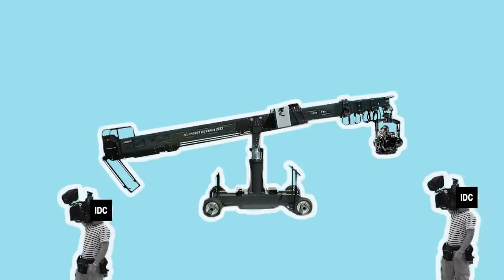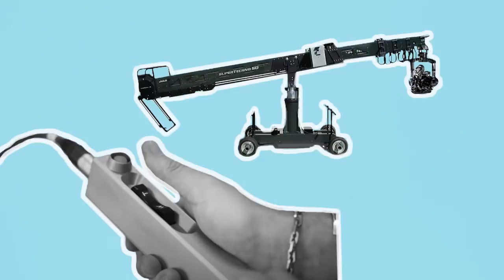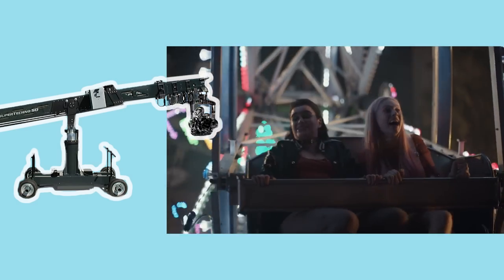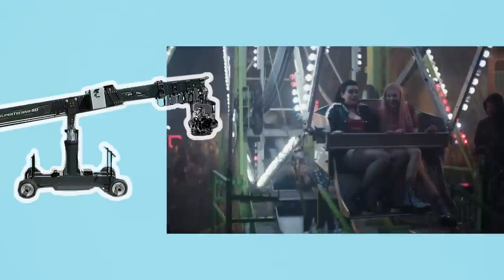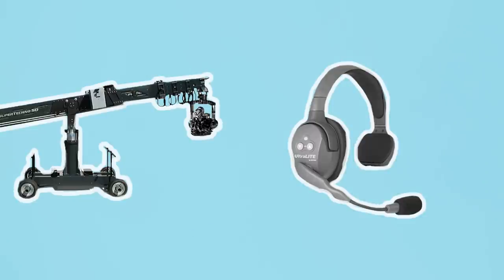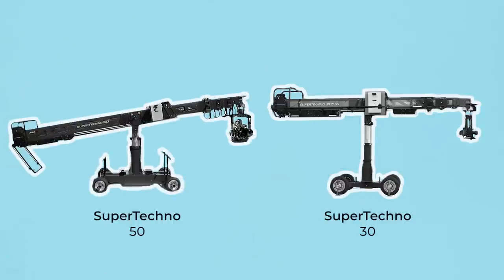Operating a technocrane requires a few crew members. A grip holds the back of the crane and controls how it swings and jibs. Another grip then holds the control in their hand that they push to either extend or retract the telescopic arm, kind of like a zoom in or out control on a camera. To achieve complex moves safely requires skill, experience, and communication, which is why the grip team and the DOP will usually communicate using wireless headsets during this process. Some brands include the Super Techno and the Movie Bird, with the Super Techno 30 and 50 being popular models.